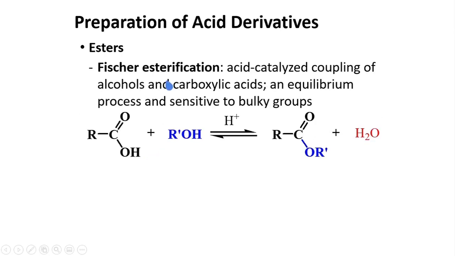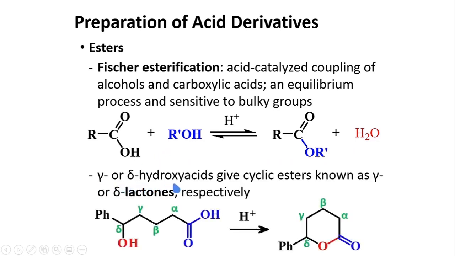Fischer esterification is an old method in making esters. Here, you need an acid, an alcohol, and a carboxylic acid. This is an equilibrium process and very sensitive to bulky groups. As an equilibrium reaction, any increase in the amounts of the reactants will favor the formation of the product. An increase in the amount of water, on the other hand, will favor the formation of the reactants.